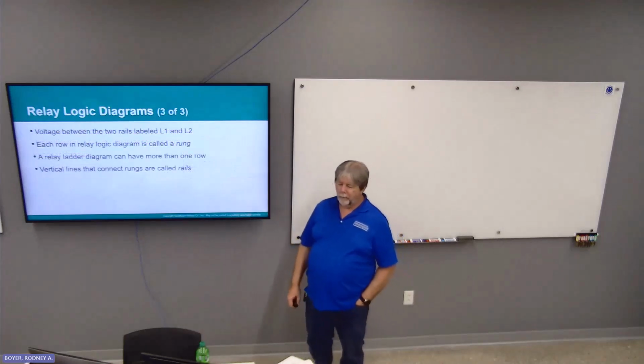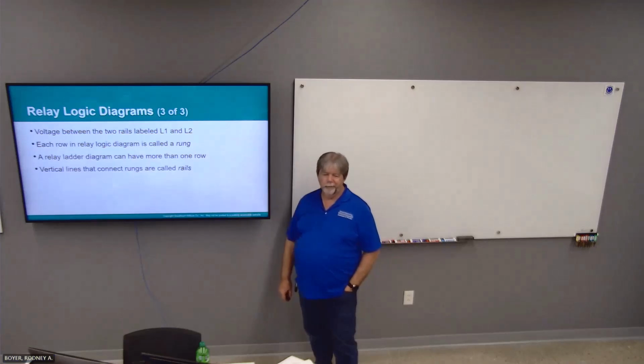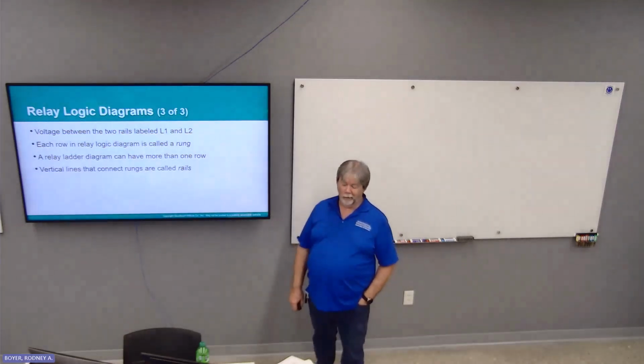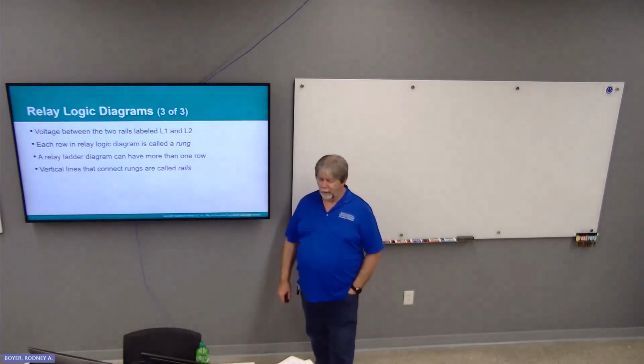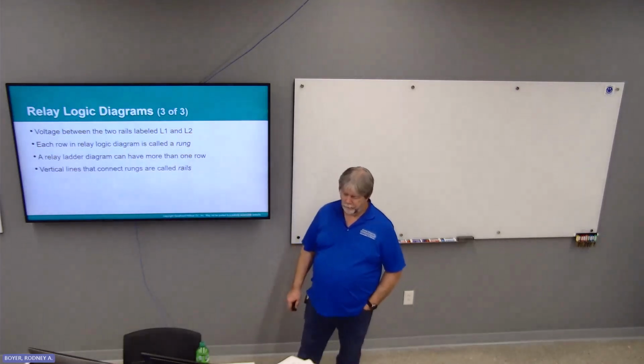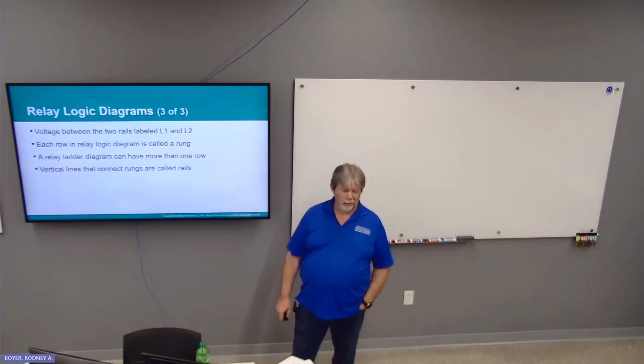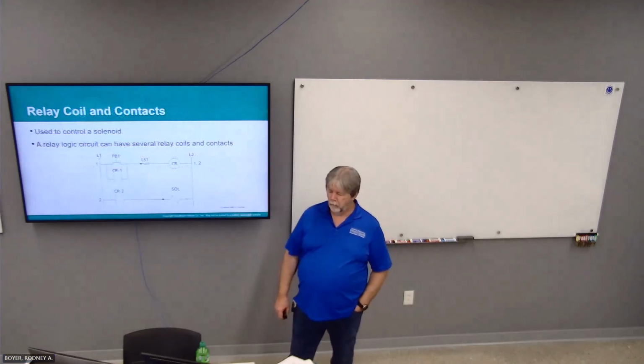Relay ladder diagram can have more than one row. Really good chance it's going to have more than one. Vertical lines that connect the rungs are called rails. More accurately, power rails. Okay.